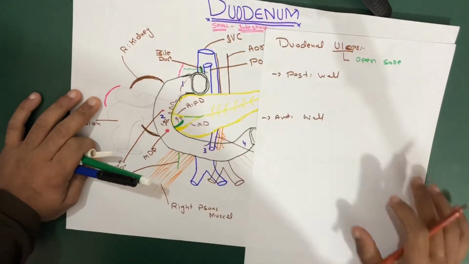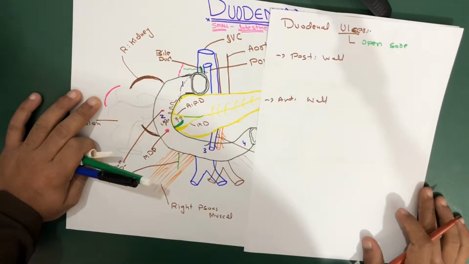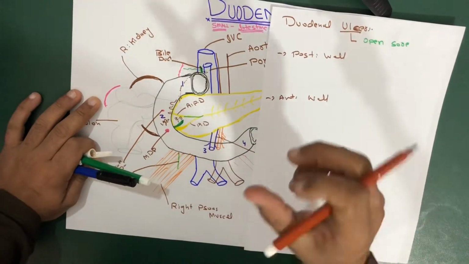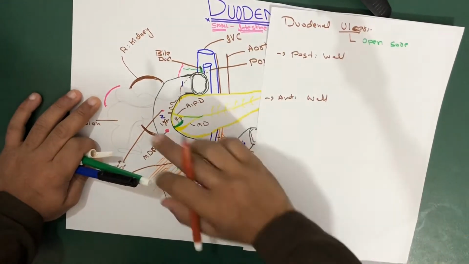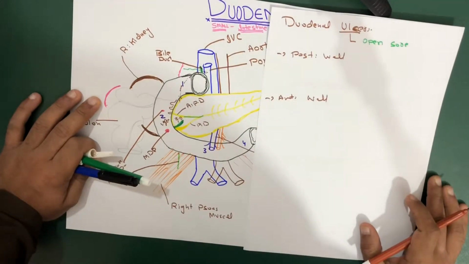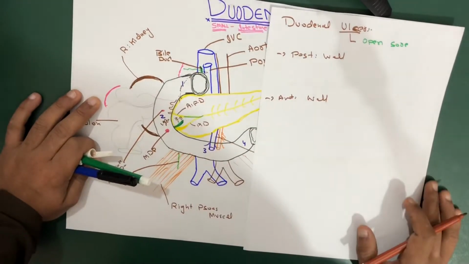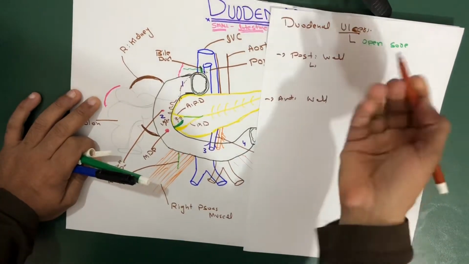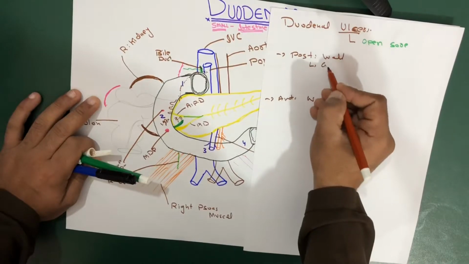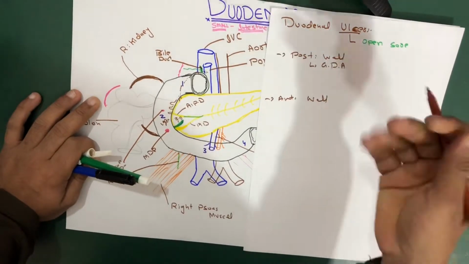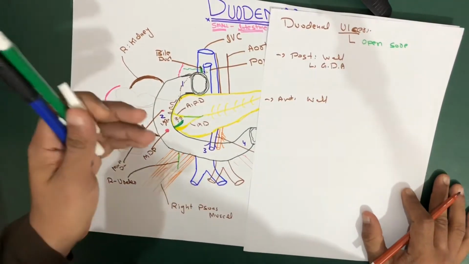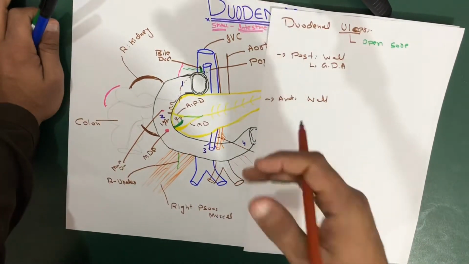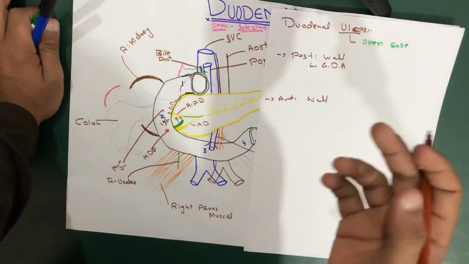There could be severe bleeding, and it's very painful, and you need immediate surgery to close and maintain this area. All right, so on the posterior side of the first part of the duodenum we have the gastroduodenal artery, and if we have an ulcer on the posterior wall, it can affect the gastroduodenal artery. But on the anterior wall, we know that some structures are crossing.